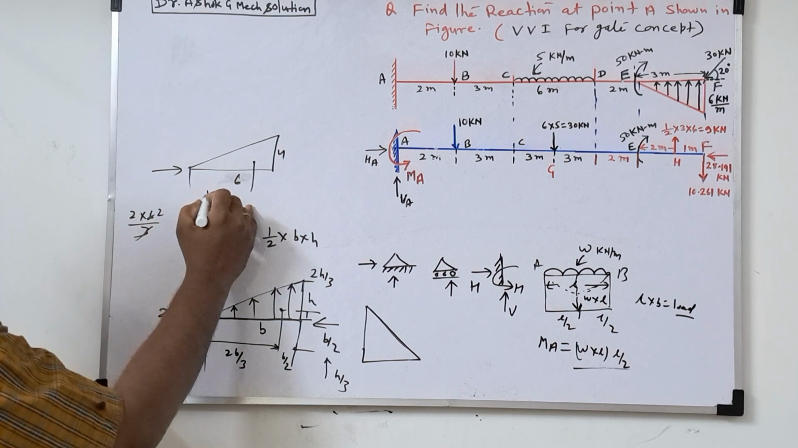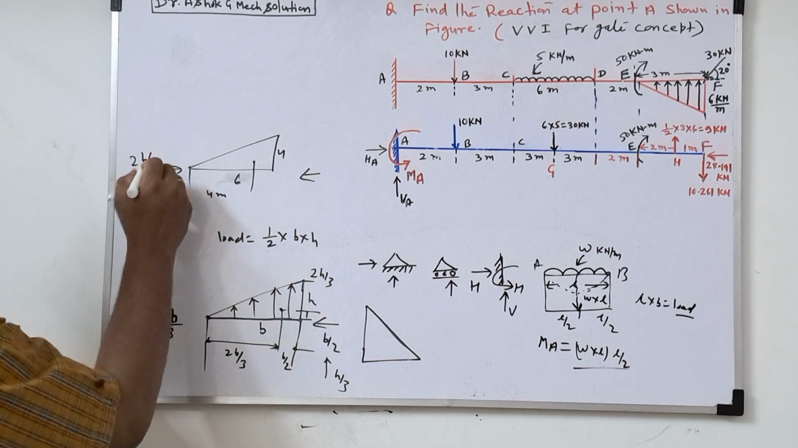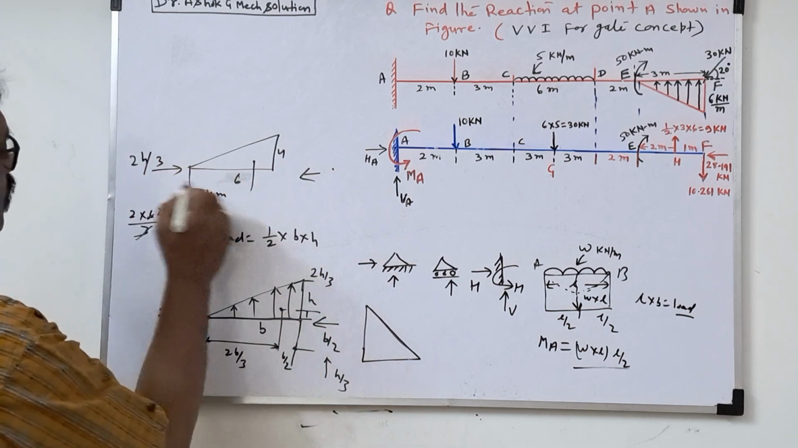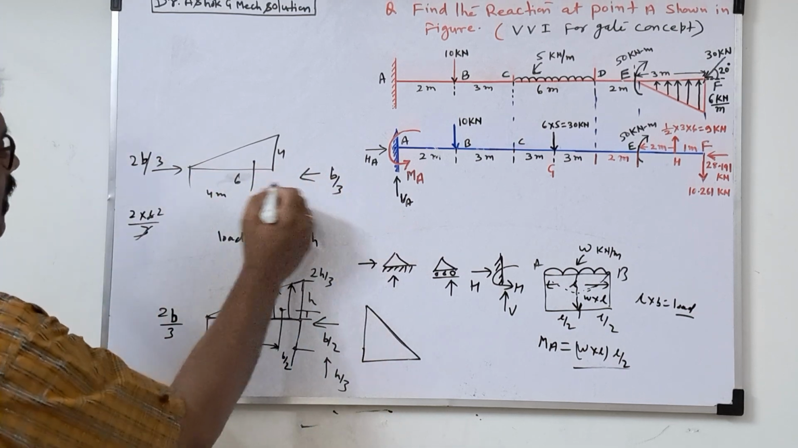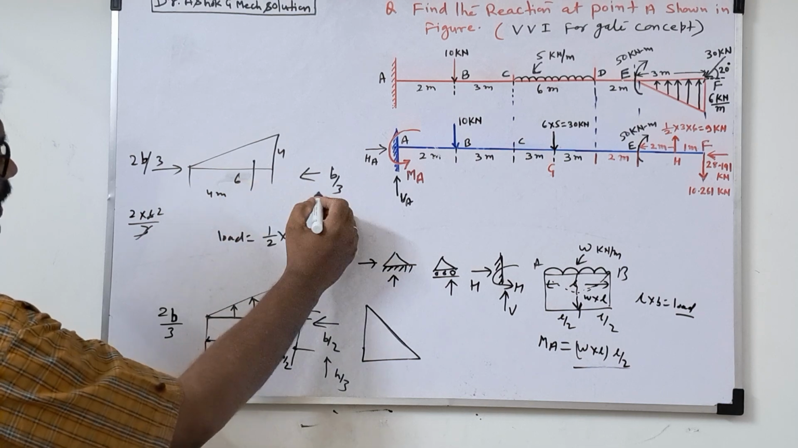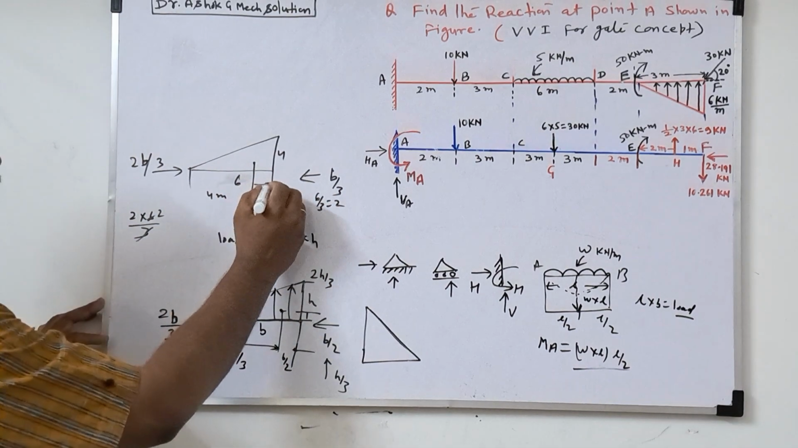So how much? 4 meter came. From this side, what is? Here 2h by 3, here h by 3. Suppose this is b, so 2b by 3 here, b by 3 here. So b by 3, 6 by 3, how much is coming? 2. So this distance is 2.